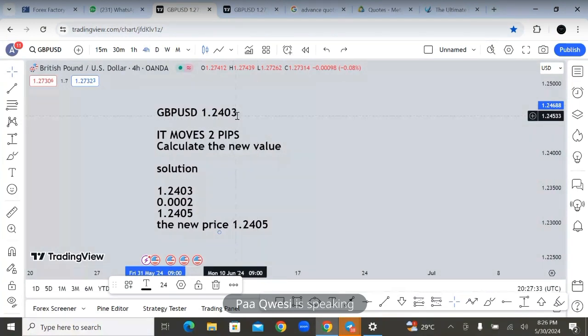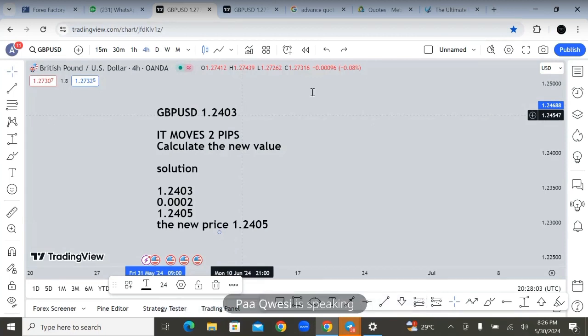As I said, on your broker's platform, some brokers will quote the prices in 5 decimal places. But usually in forex trading, if you want to calculate pips, you take the 4th decimal place into consideration, with the exception of the yen.